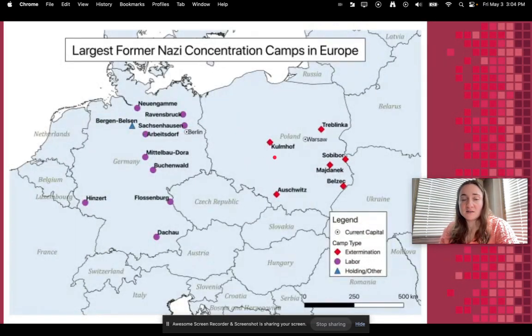So here's a map of some of the largest concentration camps in Europe. Of course, Auschwitz being the big one.